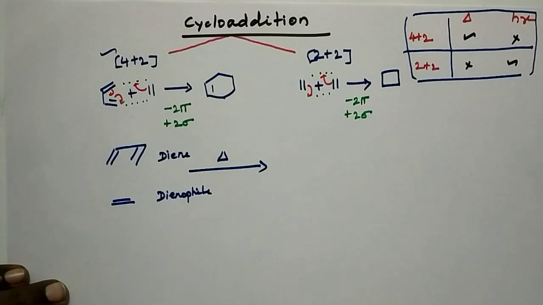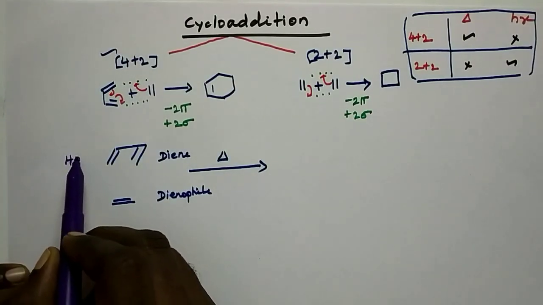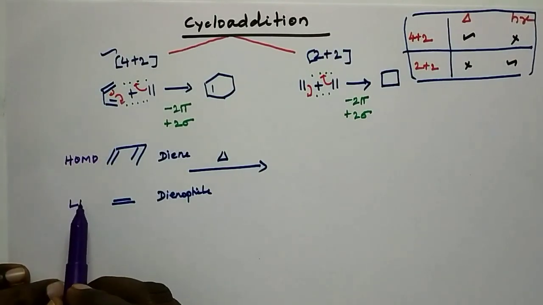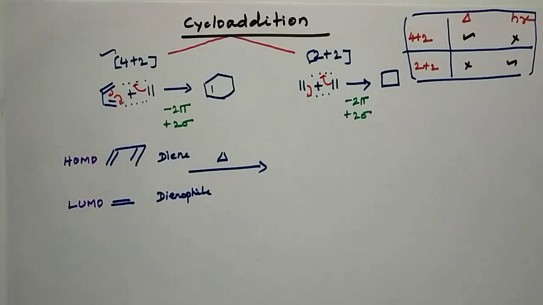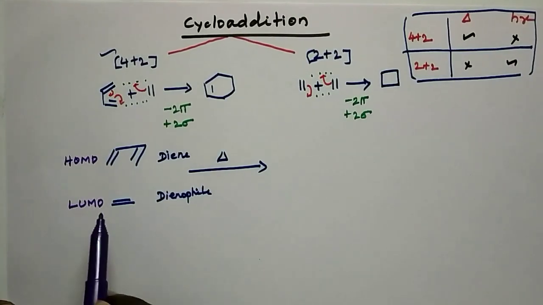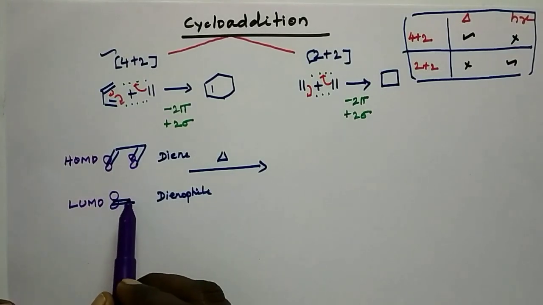Look at the orbitals. As I said, if it is thermal condition, you need to take HOMO and LUMO. HOMO is the highest occupied orbital, LUMO is the lowest unoccupied orbital, so that from HOMO to LUMO, electron can be transferred to make bonds. That is why HOMO and LUMO are involved. We take LUMO of dienophile, HOMO of diene. How can we draw the HOMO? And how can we draw the LUMO?